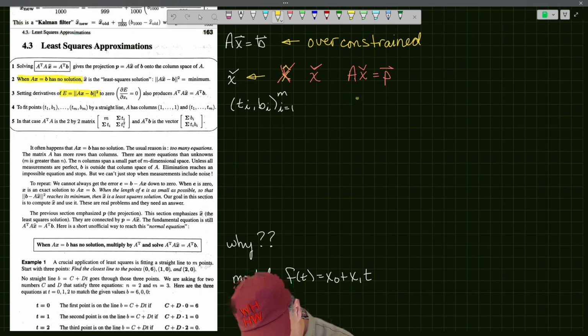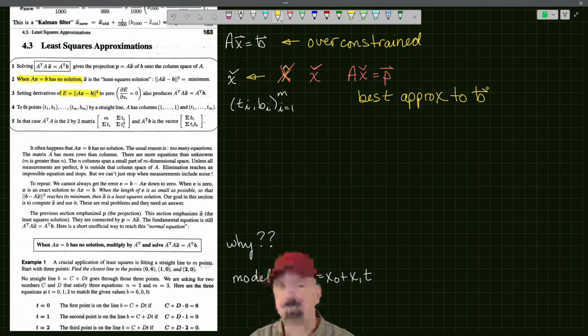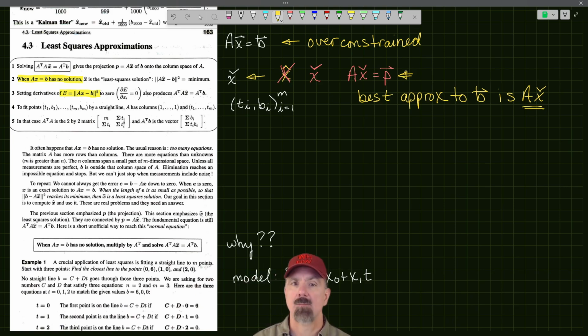So let me just write this down, right? Our best approximation to the data b is the coefficient matrix times our least squares solution. So the best approximation is Ax chevron. That's as well as we can do, and we'll take a look at exactly why that is. And what you notice is this is, as I said earlier, the projection. It's not really surprising that the best approximation we can come up with is the projection of the data into the column space of A.